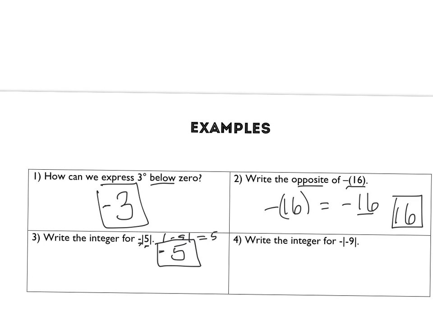Number 4, write the integer for negative absolute value of negative 9. So first of all, we want to take the absolute value of negative 9 right here. So the absolute value of negative 9 is 9. And now we have to put this negative on it. So the integer for negative absolute value of negative 9 is going to be negative 9.